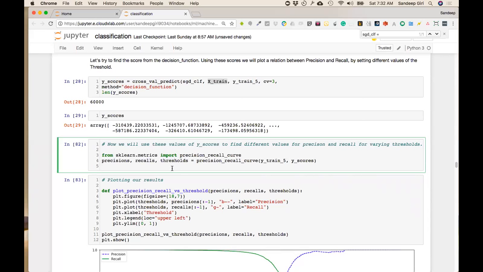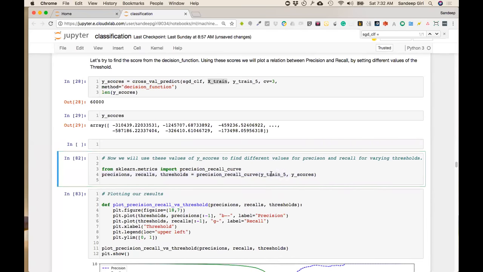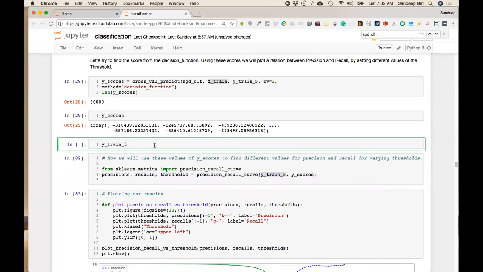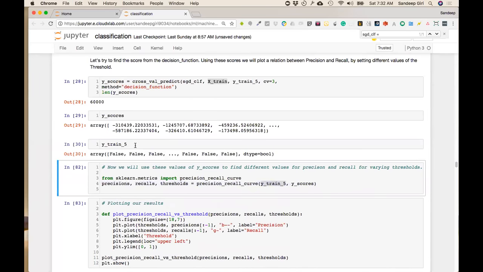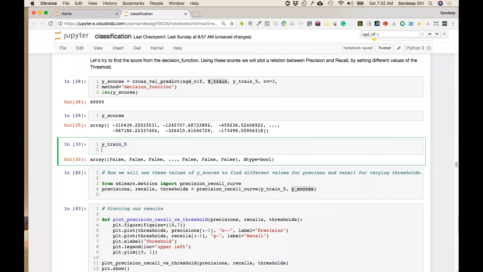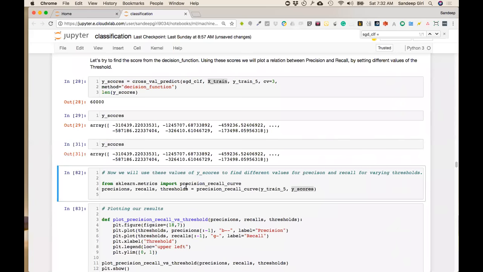So what is it going to do? Let me repeat what it's actually doing. I'm showing here, you can see that these are the actual labels of the values, and these are the various scores. Okay, these are the various scores.